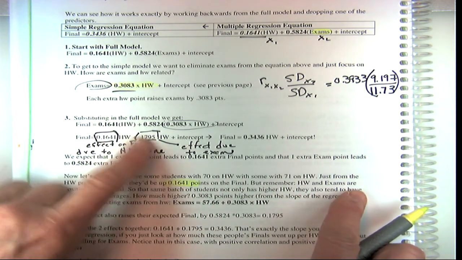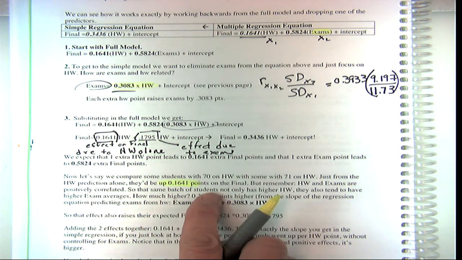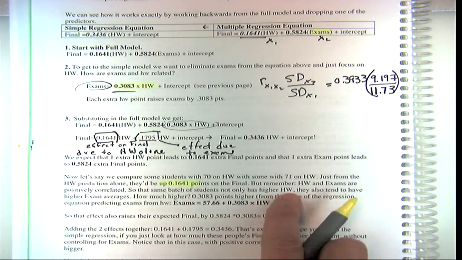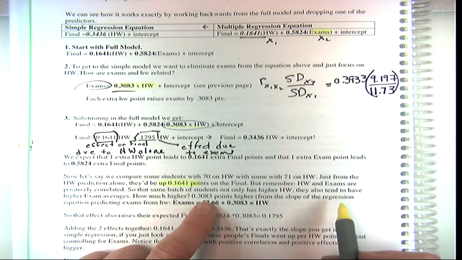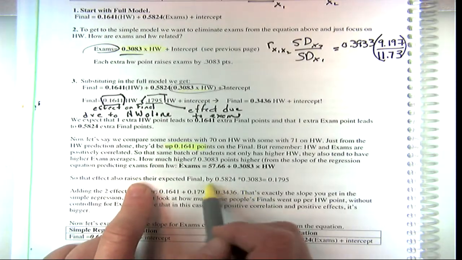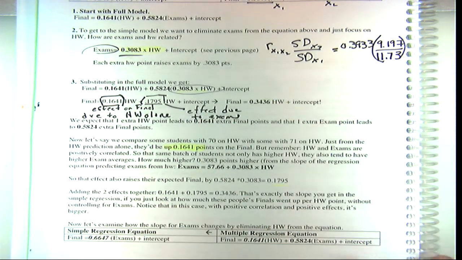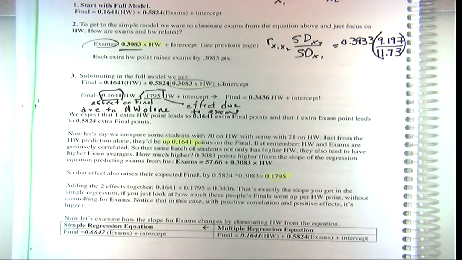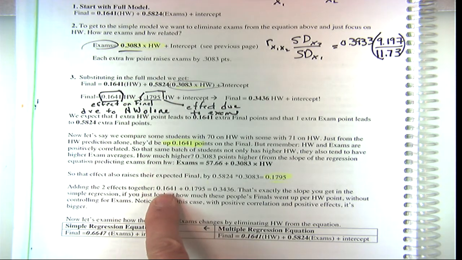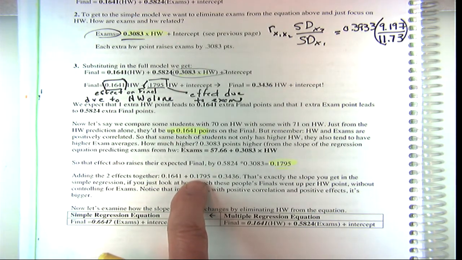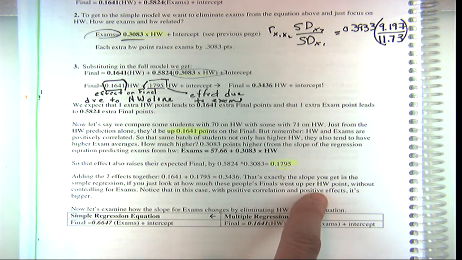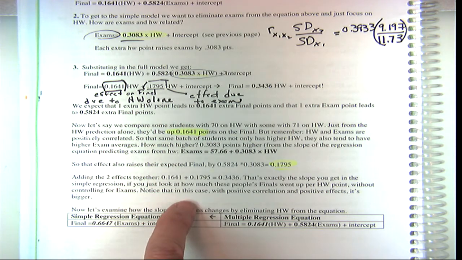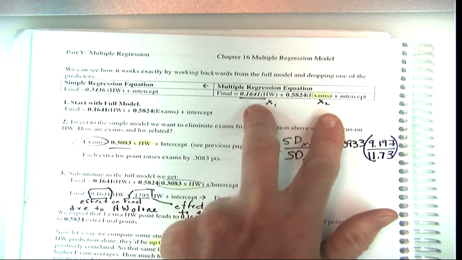But remember, homework and exams are positively correlated. So that same batch of students we're looking at, who go up 1 point in their homework, not only have higher homework scores, but they also tend to have higher exam scores. How much higher? Well, that is this right there. So that effect also raises it by that much. That's what I meant when I said effect due to the exams. So when you add the two effects together, this is the one completely due to homework alone, and this is the effect through the correlation. That's exactly the slope we get in the simple regression. If you just look at how much these people's finals went up per homework point, without controlling for exams, that's what it looks like. It's a bigger effect. Then here you see what's due to each one.